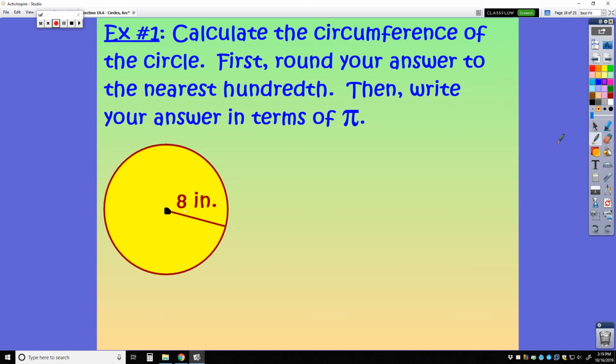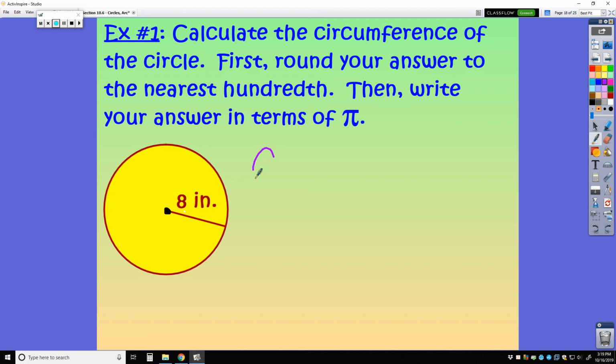So now we're going to look at a problem in 2 different ways. You might initially think the other way is a really weird way, but it really makes the problem so much easier. It says calculate the circumference of the circle. First, round your answer to the nearest hundredth.